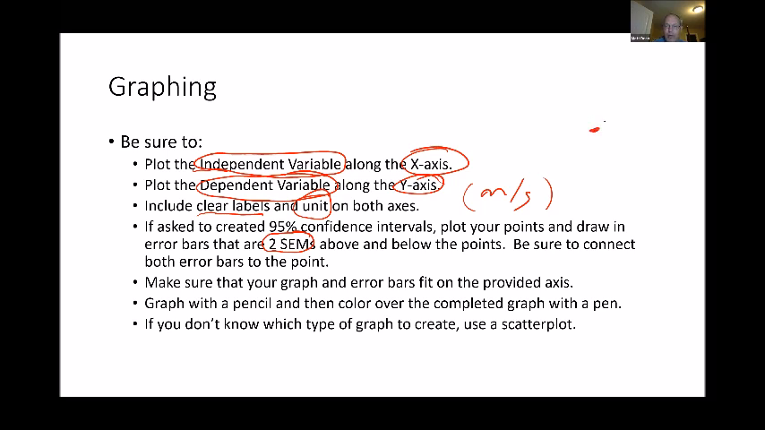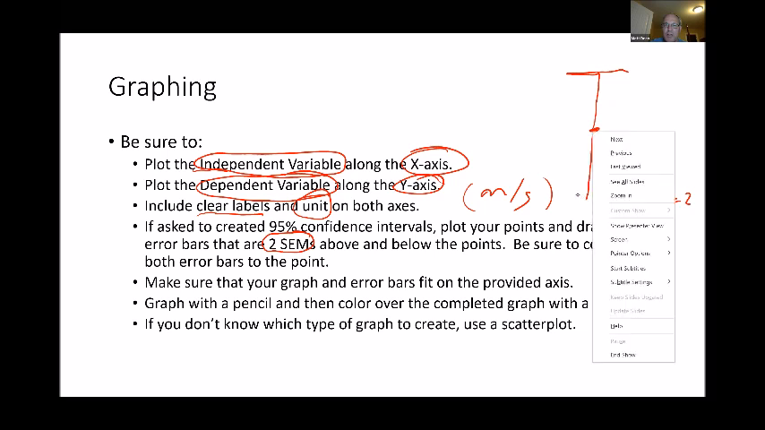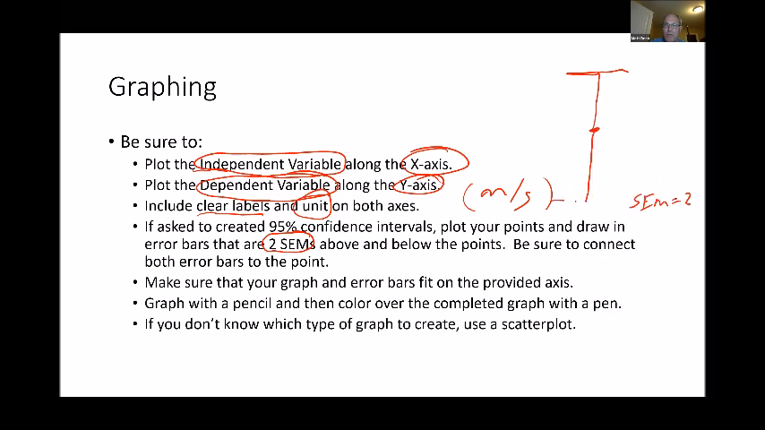So let's say this is our point. And let's say our standard error of the mean is 2. So we would go from this point, we would go up 2 times that. So we would go up 4, and we would draw our first error bar. We would also go down 2 times the standard error of the mean. So in this case, down 4. Make sure that your error bars are connected to your point by nice vertical lines.